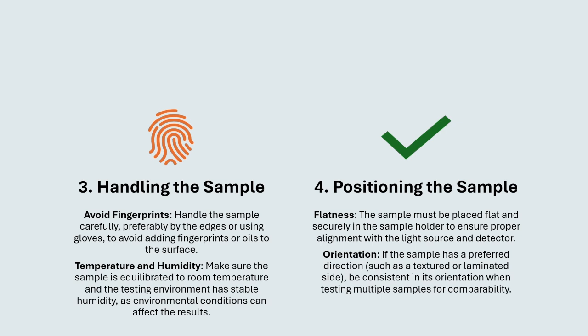Also, while handling the sample, we should use gloves to avoid fingerprints and oils on the surfaces, as they can affect the haze and transmittance percentage of the sample. Also, positioning of the sample plays a crucial role, as it will ultimately affect the amount of incident light entering the sample.